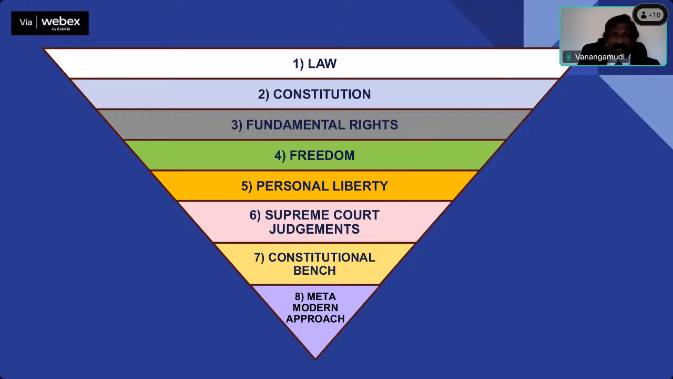Am I bothering about the previous one or not? No. I am bothering only about the Supreme Court judgments, how the Supreme Court in its judgments interprets the concept of personal liberty. That is my concern, so I narrow down further. Once again, I am narrowing down. As on date, my understanding is that we have more than 34,000 Supreme Court judgments from 1950 till this day.